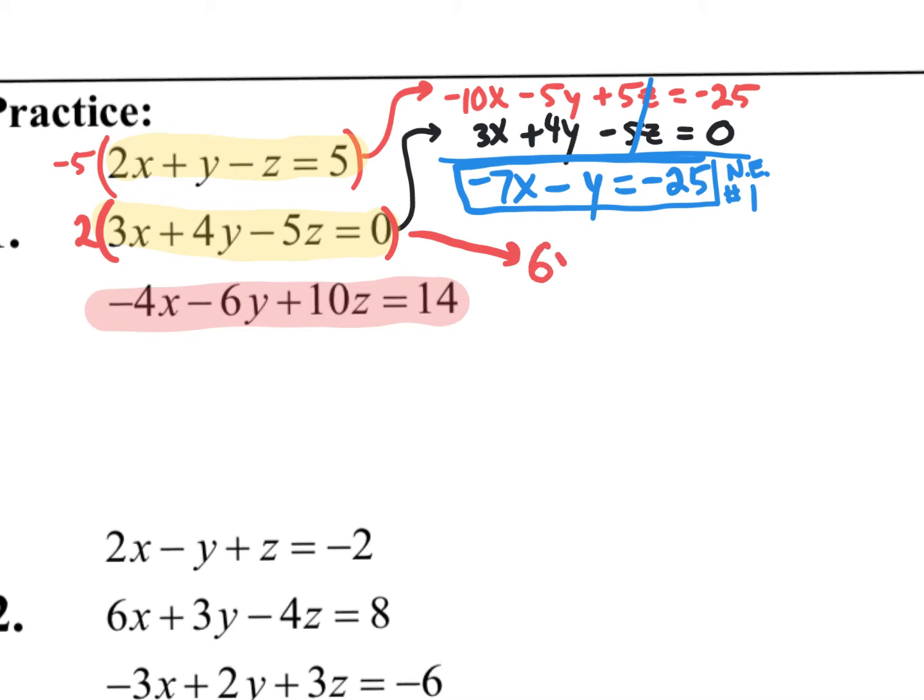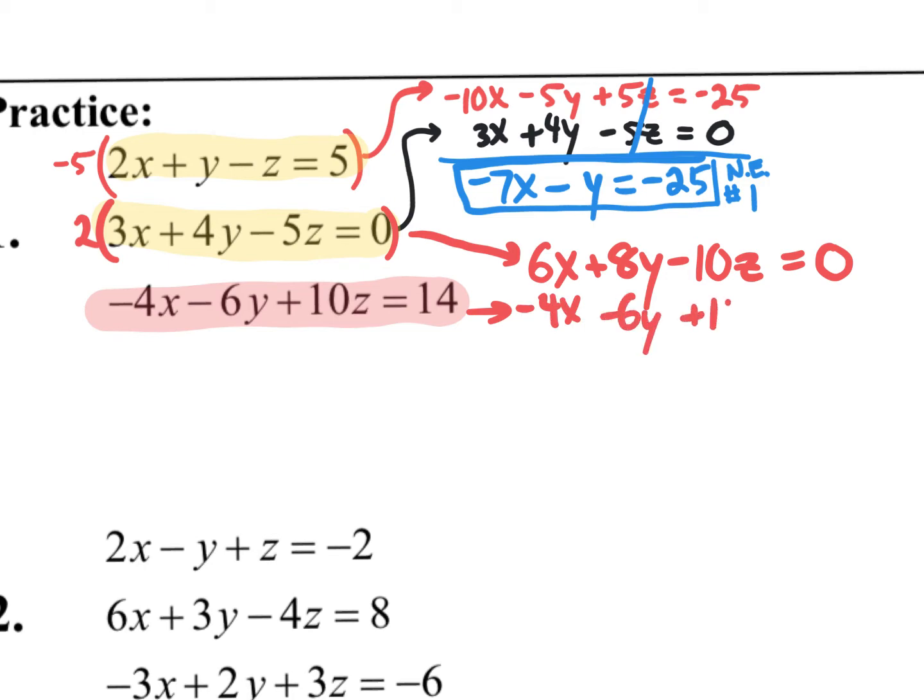That's going to be 6x plus 8y minus 10z equals 2 times 0 is 0. Are you with me? And of course, that third one we haven't used. We have to use it. That's the whole purpose of this step 2. So we're going to have negative 4x, negative 6y, plus 10z equals 14. We just rewrote it. Okay.